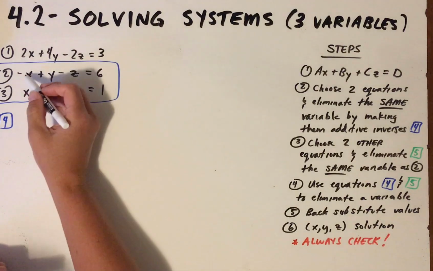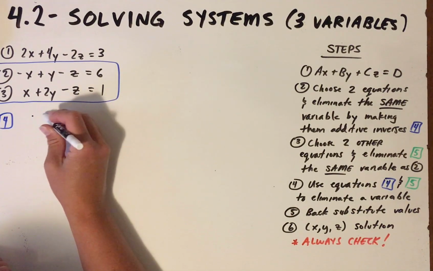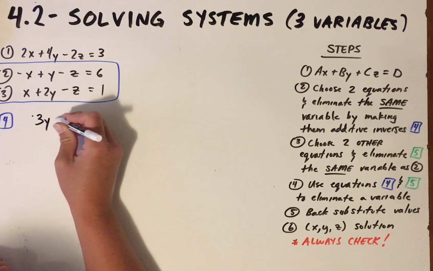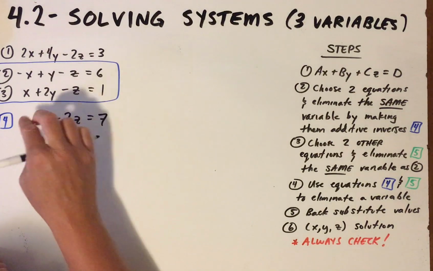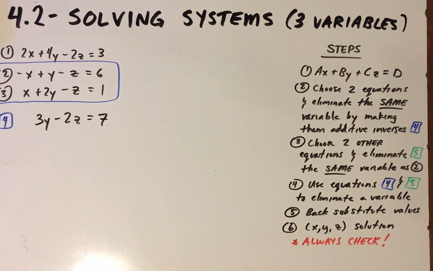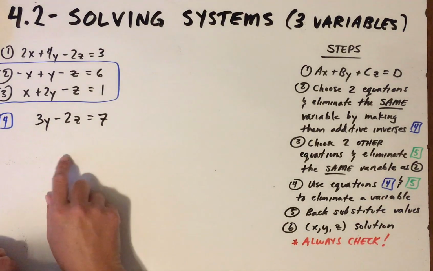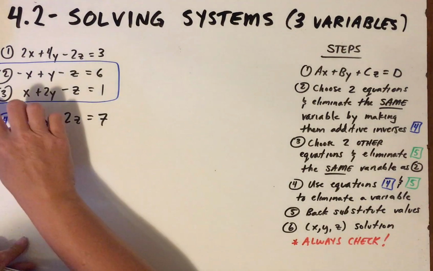When I add these, the x's sum to 0, and I get 3y minus 2z is equal to 7. Okay, that's my equation 4. So I want to rewrite and do as little work as possible. So that's my equation 4. So we just eliminated x using equations 2 and 3.